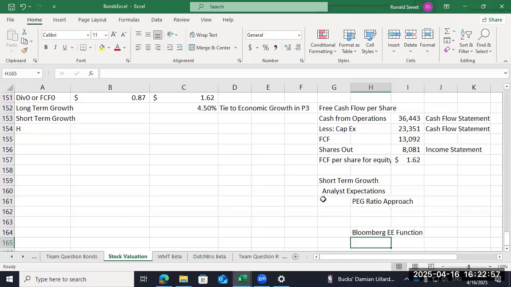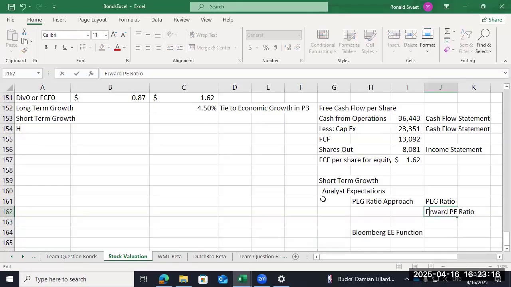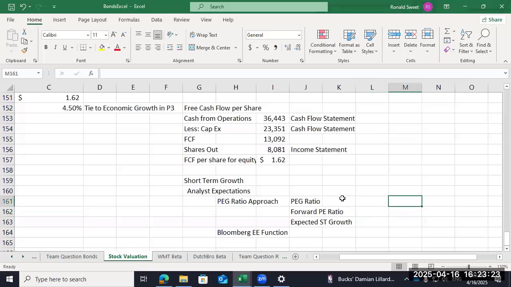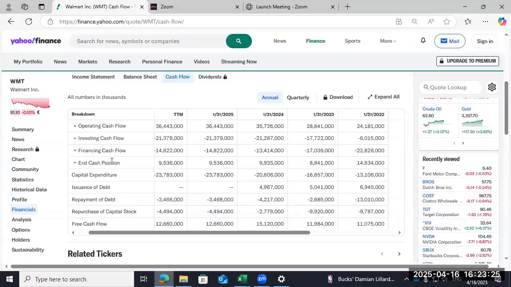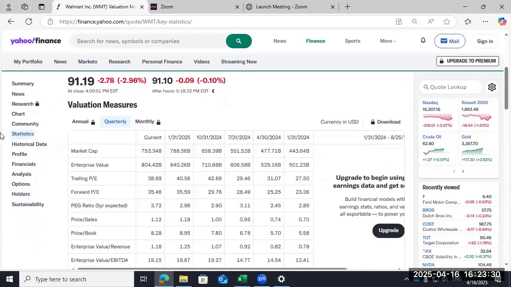The PEG ratio is the PE ratio divided by what analysts think growth is going to be over the next 5 years, which means you have analyst growth in there. So if we bring in the PEG ratio and the forward PE ratio, we can get expected short-term growth. So we go to Walmart, all of these ratios are under statistics.